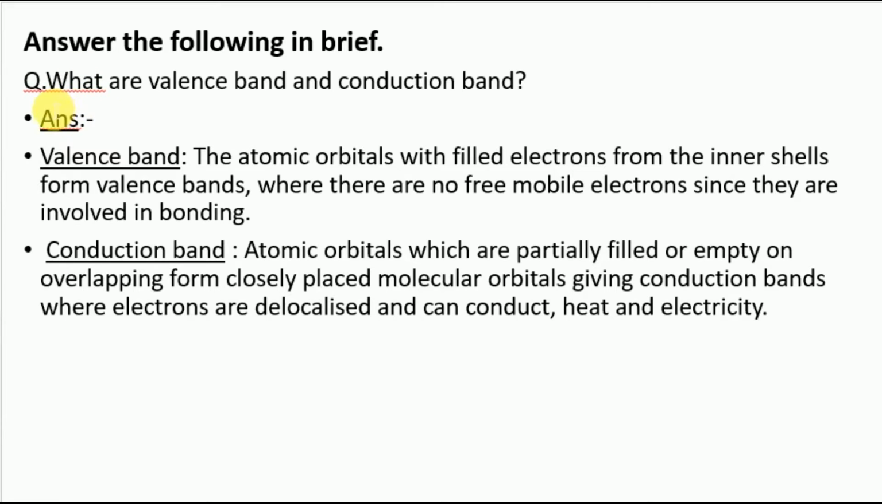First question is, what are valence band and conduction band? Your answer is: Valence band, the atomic orbitals with filled electrons from the inner shell form valence bands where there are no free mobile electrons since they are involved in bonding. Conduction band, atomic orbitals which are partially filled or empty on overlapping form closely placed molecular orbitals giving conduction band where electrons are delocalized and can conduct heat and electricity.